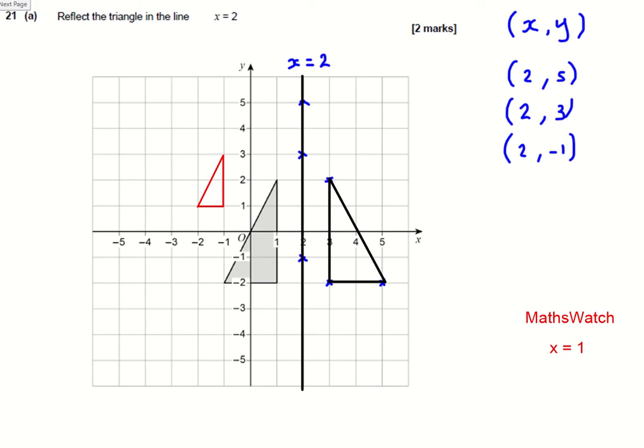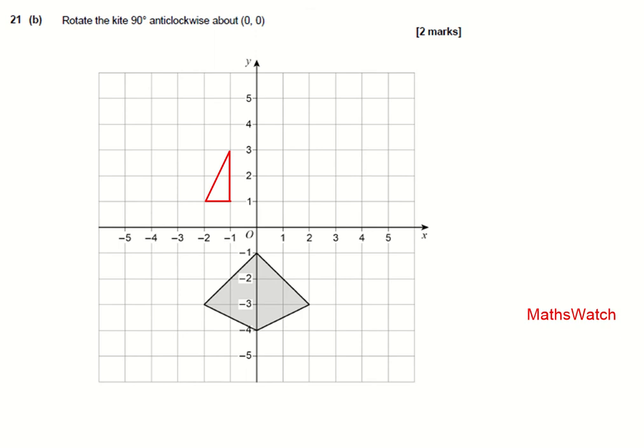Part B. Rotate the kite 90 degrees anti-clockwise about 0, 0. Now, when you're traditionally doing a paper, this is normally the point where you should get yourself some tracing paper. I'm going to try and do this to actually show you what this would look like. So I'm going to just trace over this shape. And I'm going to grab myself a point. And then I'm going to grab all of these, put them together, and so you can see a rotation.